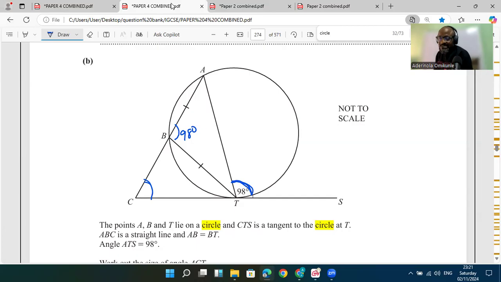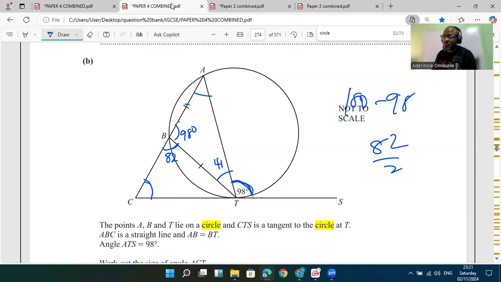Okay, so I can see clearly that we can do angles on a straight line here. So 180 minus 98 gives me this as 82. Okay, so we can do something again. You will discover here that this place and this place are going to be equal because of these two lines. It means they are isosceles. So we say 180 minus 98, which is 82. 82 divided by 2 is 41. So this place is 41.